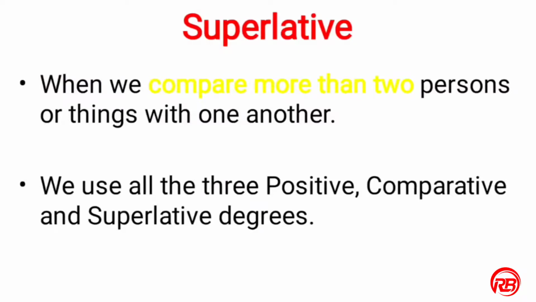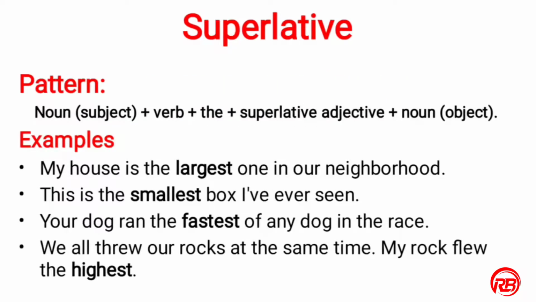We discussed that positive degree will speak about only one person or one thing. Comparative degree will speak about only two persons or two things. And superlative degree compares more than two persons or things. It is superlative degree. Here I have given you the pattern for superlative adjective. Noun plus verb plus the article plus superlative adjective plus another noun. The first noun is a subject and the last noun is the object.